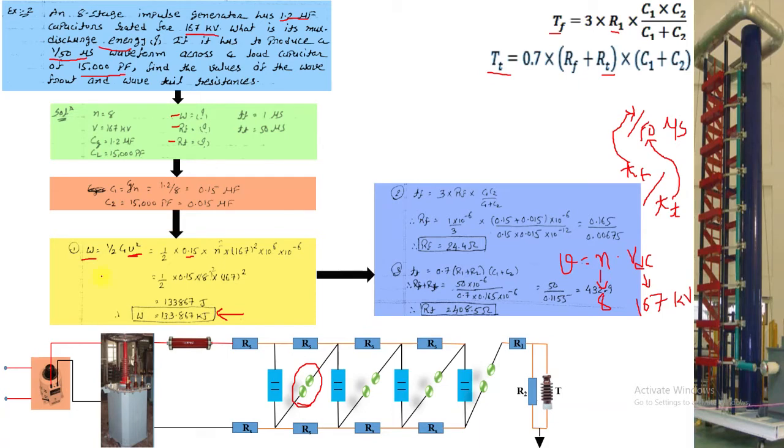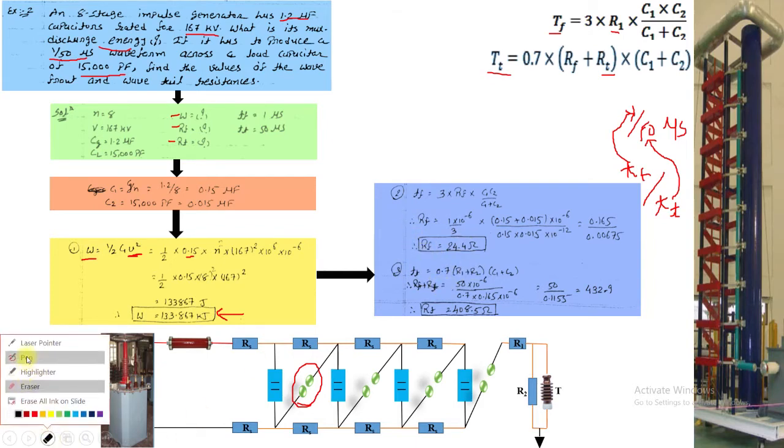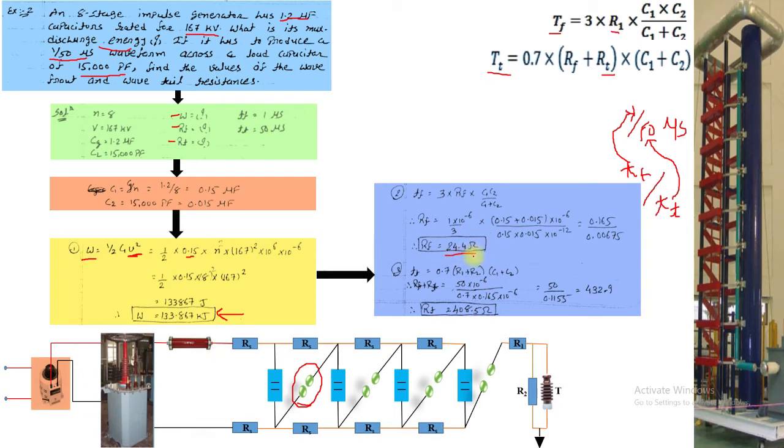The next is to calculate the wavefront times and wavefront resistances and wave tail resistances. Here you can see the same equations apply to calculate the wavefront resistors and wave tail resistors. We have TF, that is 1 microsecond, and TT, tail time, that is 50 microseconds. By putting all these values we get RF equal to 24.4 ohms and RT as 408.5 ohms. So we can say this is the lightning impulse voltage wave. Clear? So let's move ahead.